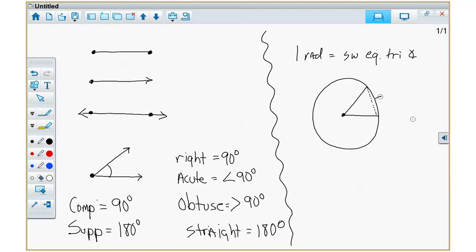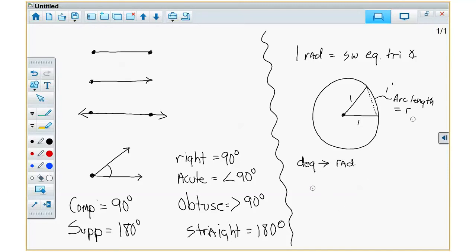But the chord is not what's equal to the radius. The curve is equal. So that curve, that arc length, is equal to the radius. Okay? So this is 1 foot, and this is 1 foot, and that curve is 1 foot. And that's what a radian is.